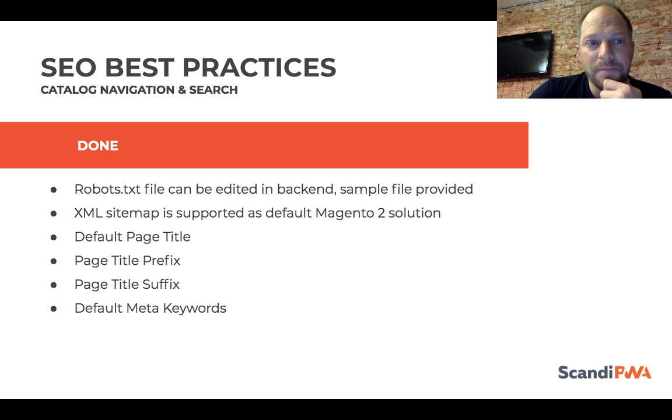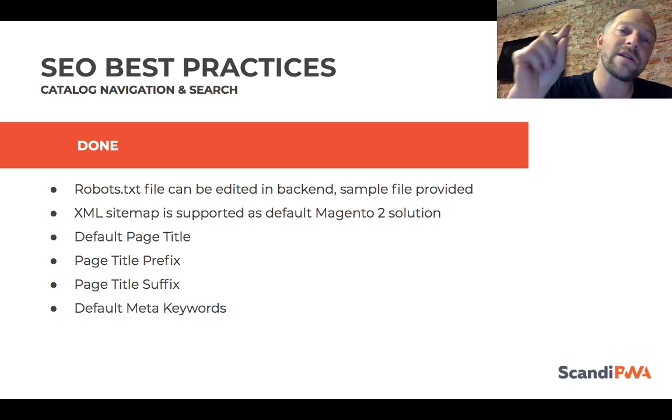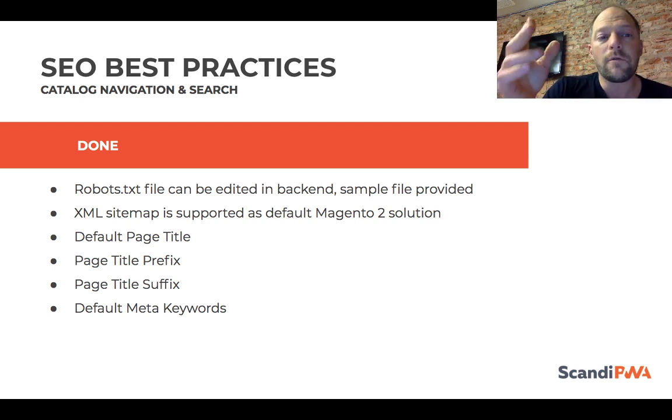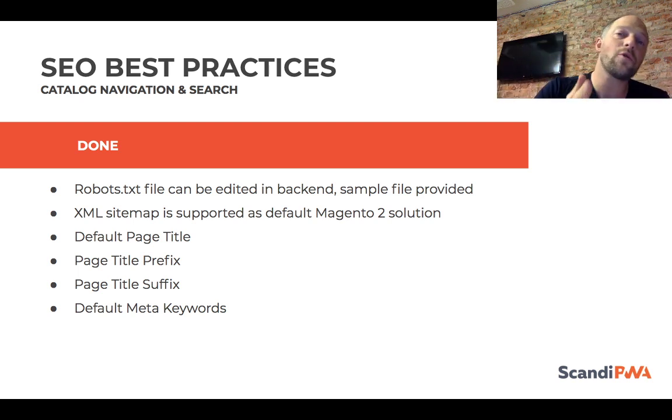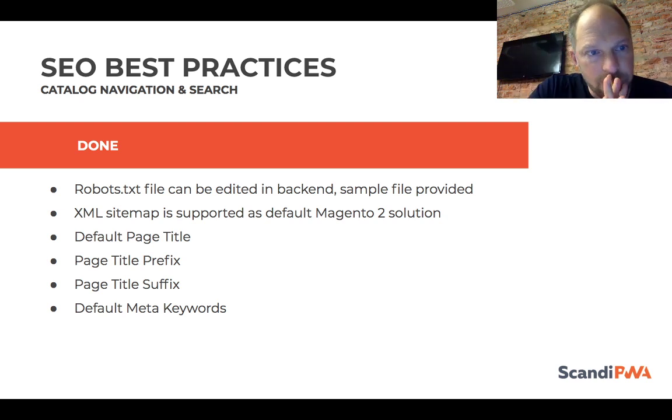Search engine optimization best practices. Robots.txt can still be edited in the backend. We provide a sample file because there are some categories you don't need to index. The sample file is available in the PWA user guide. You just open ScandiPWA.com, and in the main menu you pick ScandiPWA user guide, and you find, first of all, all these features updated as of today's date, what is supported, what is in progress, and also some sample data or how-to videos for the overwhelming majority of the features.